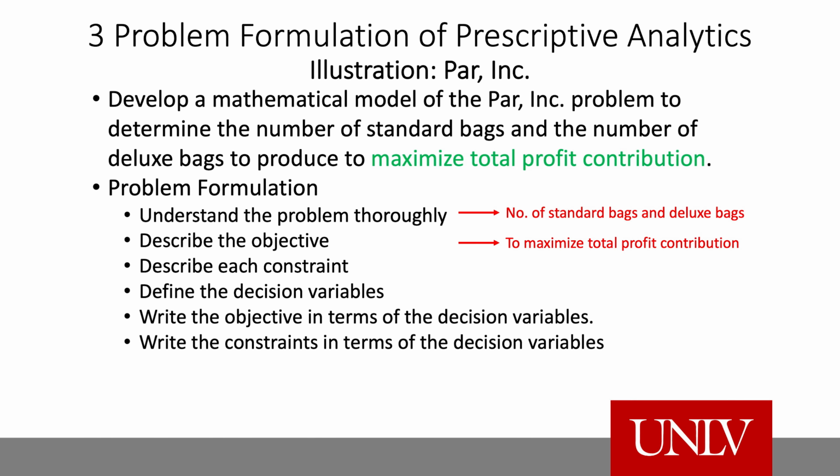And so in this case, if you go through the 6 steps we're talking about, the first step is to understand the problem, so that we have to decide how many standard bags and deluxe bags to produce. That's the number, which is the problem. And then the objective is to maximize the profit. So how many products, that's the number, and to maximize the total profit, that's the objective.